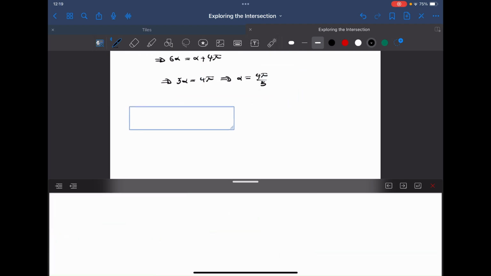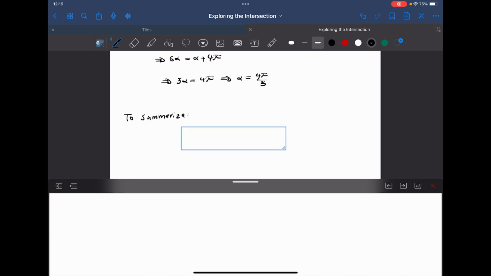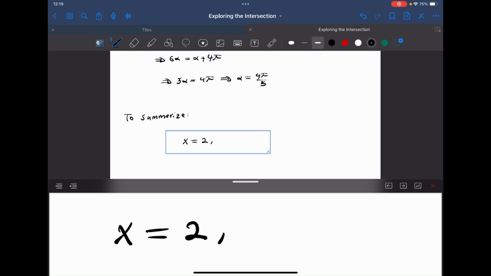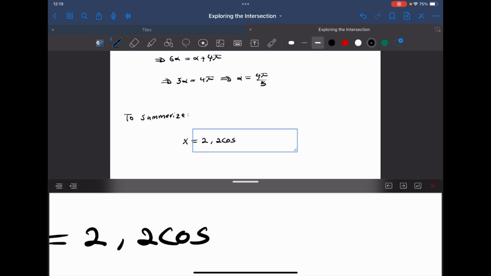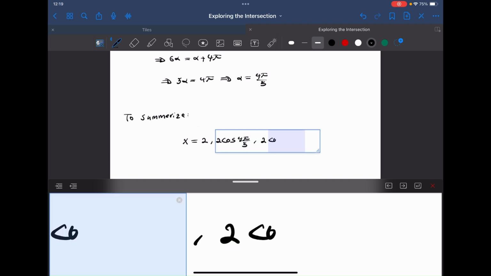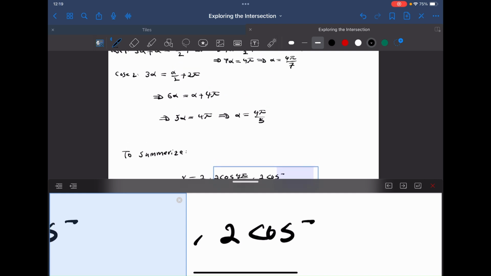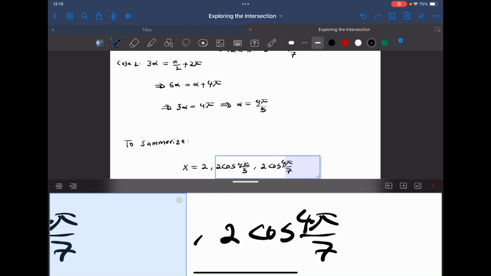So to summarize all we have discussed, we have found three solutions. x equal to 2, x equal to 2 times cosine of 4 pi divided by 5, and also 2 times cosine of, what was the number I had? 4 pi divided by 7.